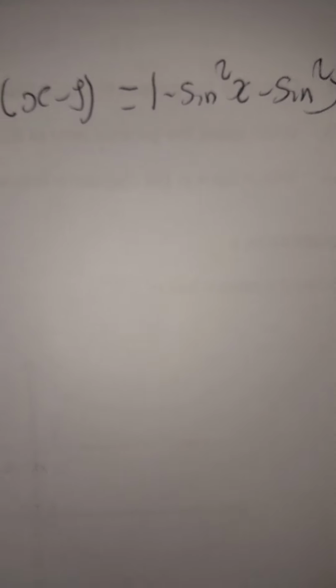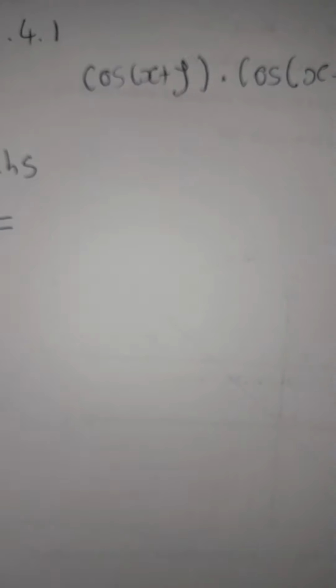At 5.4.1, we are given cos(x + y) multiplied by the product of cos(x − y), which equals 1 − sin²x − sin²y. So we have to prove this. I'll prefer to use the left hand side.